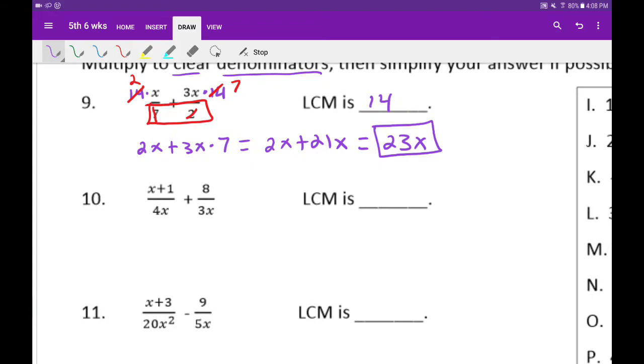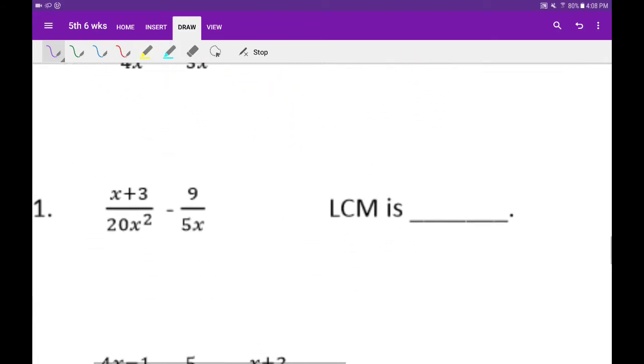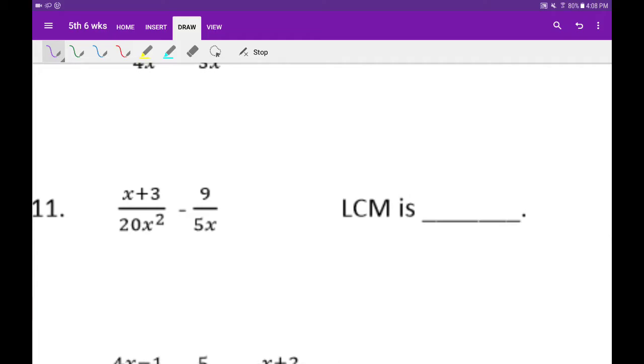All right, so next one, again, find the LCM. So let's go to 11. Here we have 20x squared on the bottom and 5x. So again, the LCM for 20 and 5, I'll do the numbers first, is 20. And then we want the biggest variable with the power, so x squared. I'm going to take that 20x squared and multiply it into each numerator. Now remember, these binomials stay together, so we'll put parentheses around them.